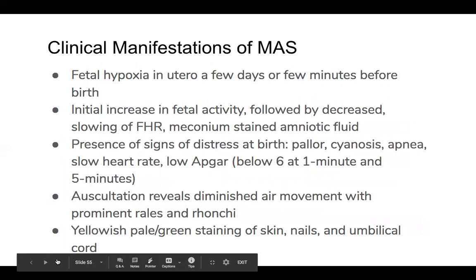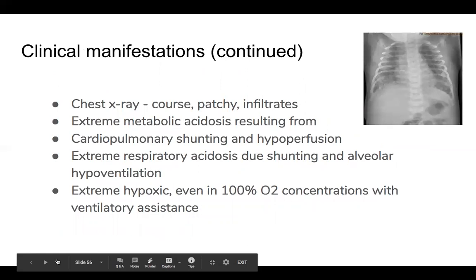Clinical manifestations: breathing difficulties, fetal hypoxia in utero or a few days post-birth, presence of signs of distress, listening to the lungs, hearing rales and rhonchi, and that visible staining of the meconium. It's going to be diagnosed by a chest x-ray and listening to the lungs. It may result in metabolic acidosis, respiratory distress, and extreme hypoxemia.